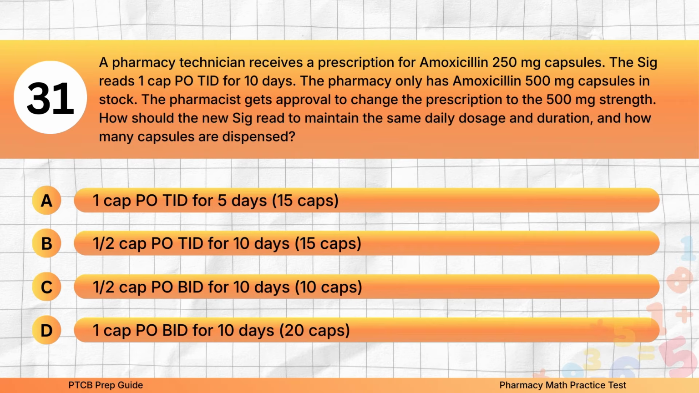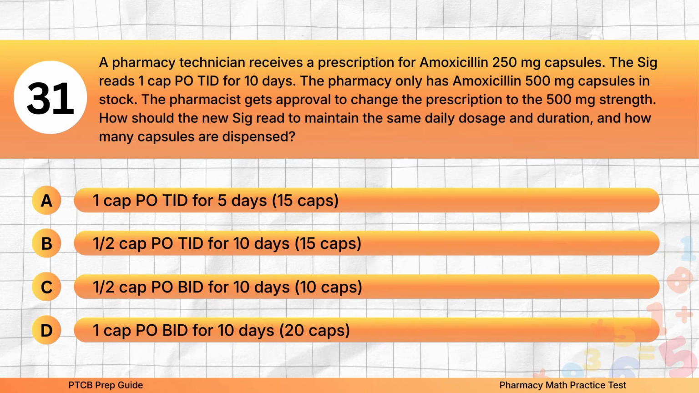A pharmacy technician receives a prescription for amoxicillin 250 milligrams capsules. The SIG reads 1 cap by mouth 3 times daily for 10 days. The pharmacy only has amoxicillin 500 milligrams capsules in stock. The pharmacist gets approval to change the prescription to the 500 milligram strength. How should the new SIG read to maintain the same daily dosage and duration, and how many capsules are dispensed?